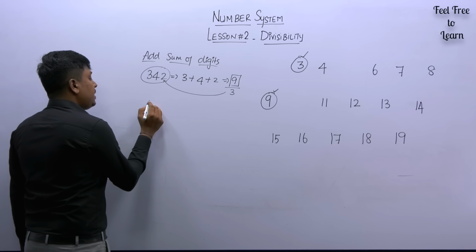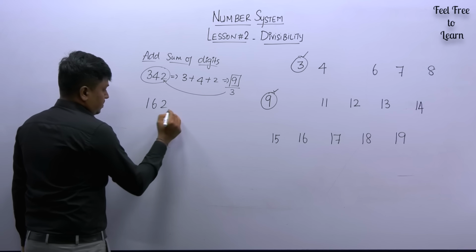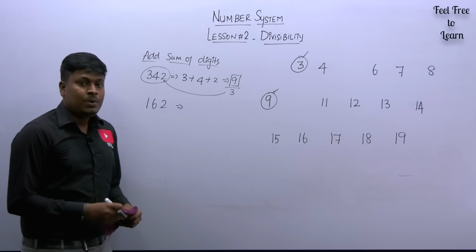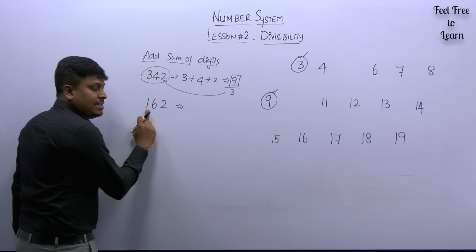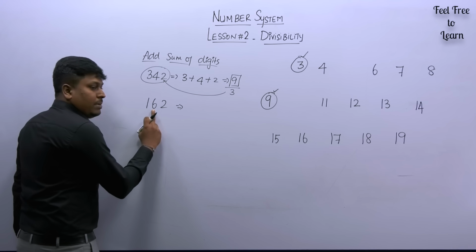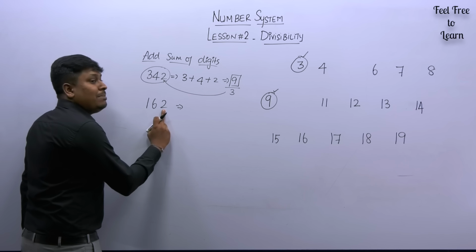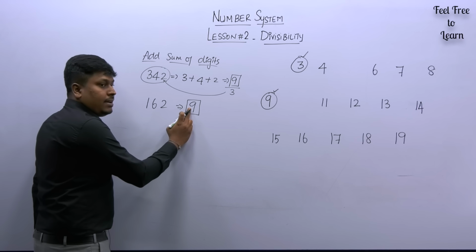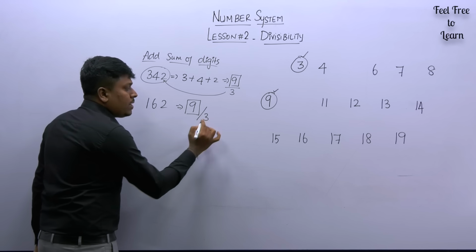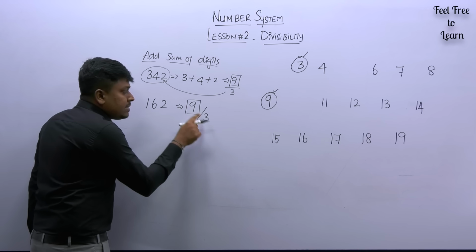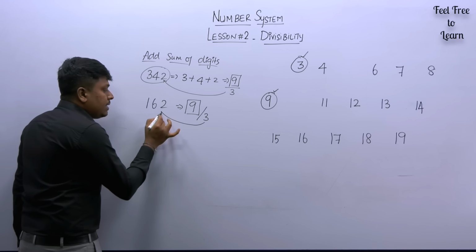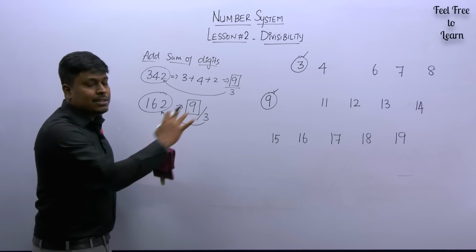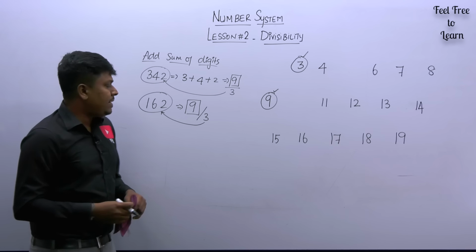For example, let me take 162, right? We need to check whether it is divisible by 3 or not. So what you need to do? You need to add all the digits. 1 plus 6 will be 7. 7 plus 2 will be 9. So after adding all the digits, we got 9. Is 9 divisible by 3 or not? Yes, it is divisible. If 9 is divisible by 3, then we can say that the complete 162 will be divisible by 3. The same logic is for number 9 also. Let me take any other example.